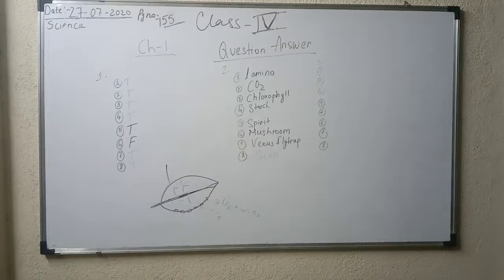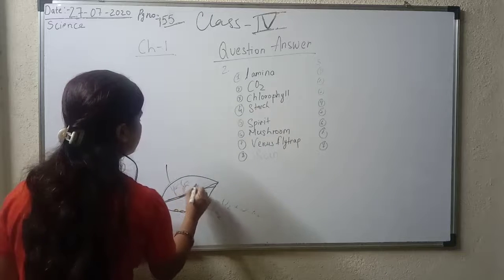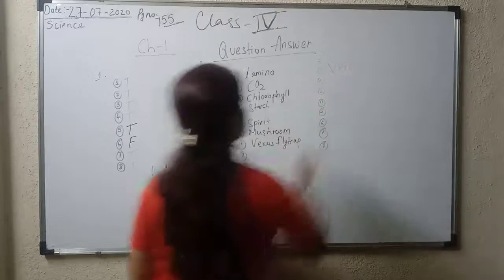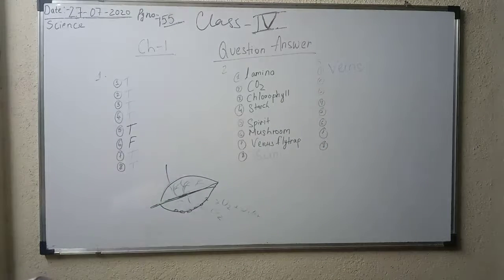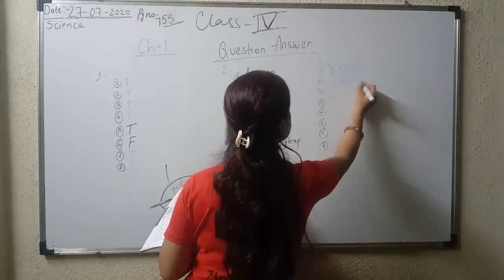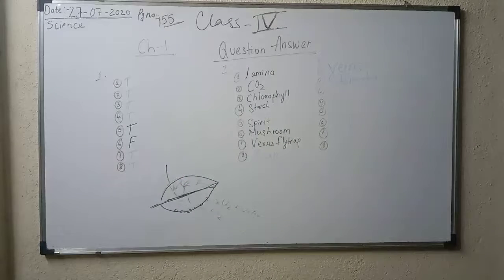Okay, now come to question number 3, fill in the blanks. The first question: the midrib of the leaf gives out branches called veins. This midrib gives out fine thin branches, and these are called veins. Now the second question: the tiny pores on the lower surface of the leaf are called stomata. We already discussed this. Stomata are tiny pores present on the lower surface of the leaf.